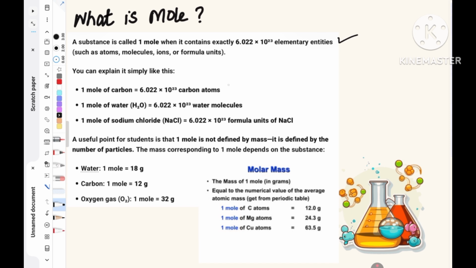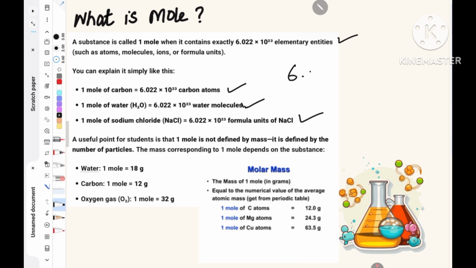1 mole of carbon is equal to 6.022 × 10^23 atoms. 1 mole of water is equal to 6.022 × 10^23 molecules. 1 mole of sodium chloride is equal to 6.022 × 10^23 formula units of NaCl.